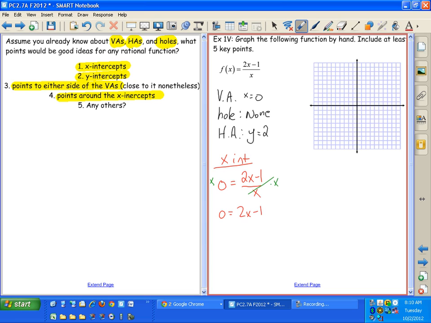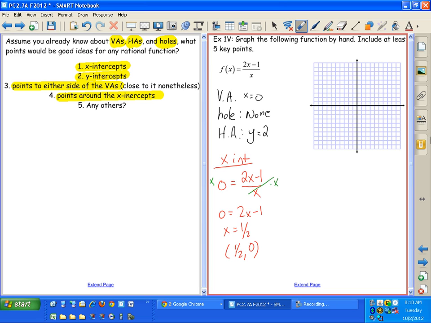So add 1, divide by 2, x comes out to be 1/2. So we have an x-intercept of (1/2, 0). That's the only x-intercept that we have in this function. And I could plot that point, but I'll come back and make this graph bigger and plot all the points.